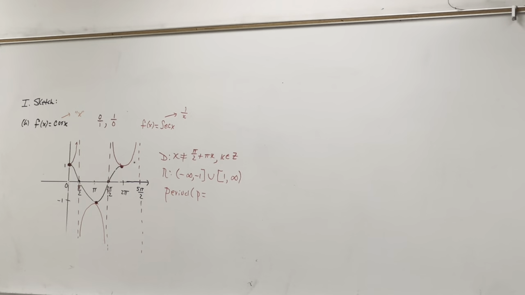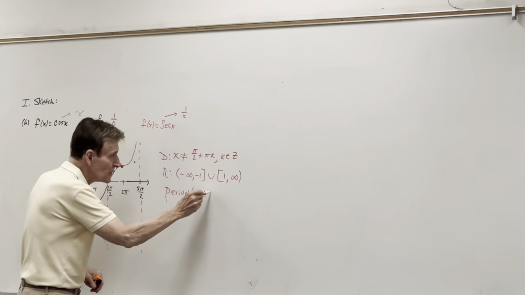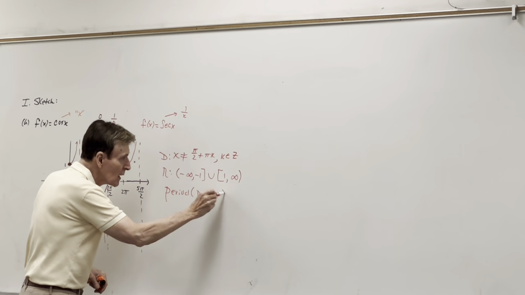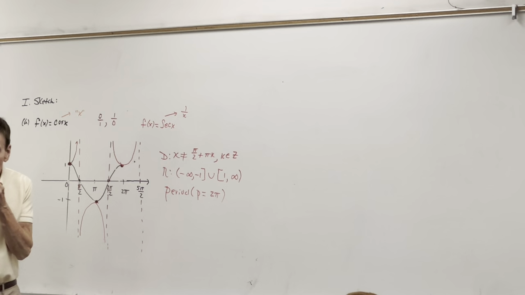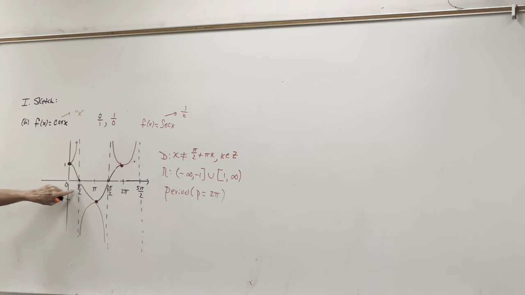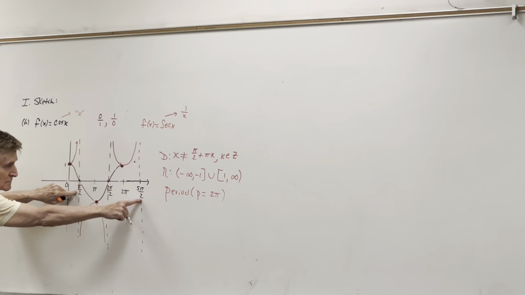What? Same as domain. No, not the same as domain. 2 pi. I heard, say it again. 2 pi. Now, I heard 2 pi. Joseph, mathematician over there, tell me, why'd you say 2 pi? Because it goes from pi over 2, if it starts at pi over 2, and then ends at 5 pi over 2.